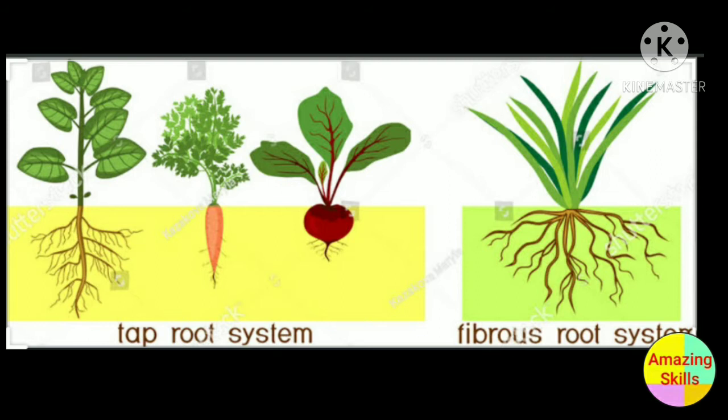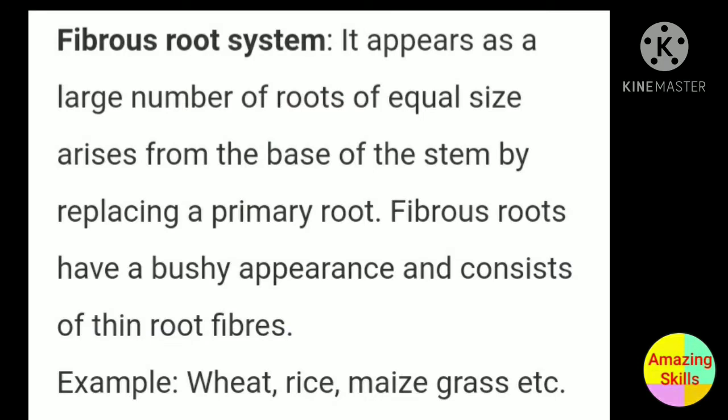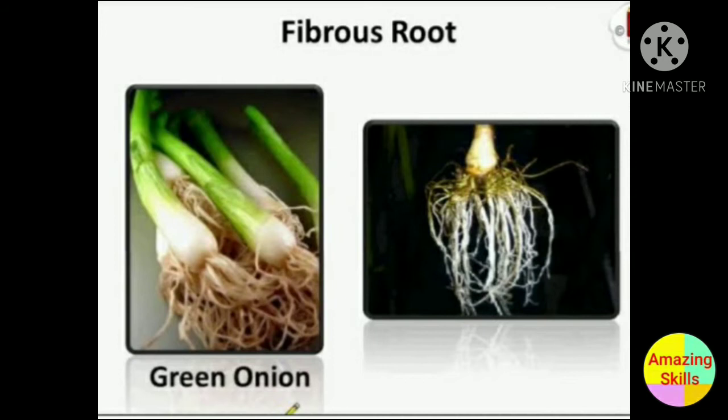Children, you can see the examples of the tap root system and fibrous root system in this picture. Let us see about the fibrous root system. It appears as a large number of roots of equal size arising from the base of the stem, replacing the primary root. Fibrous roots have a bushy appearance and consist of thin root fibers. Example, wheat, rice, maize, grass, etc. Here in this picture, green onion is an example of fibrous root.